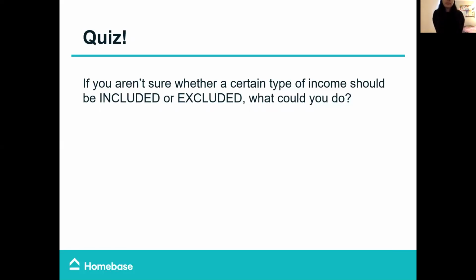Okay, so if you are trying to calculate a client's income for this step one of rent calculation, and you're not sure whether to include a particular type of income, if it should be marked as included or excluded, what are your options? Could you review handouts and materials from this training? Could you check with your agency or your team or some resource that you have available to you? Could you email us with a question like that? What do you think are your options? Or could you do all of the above?